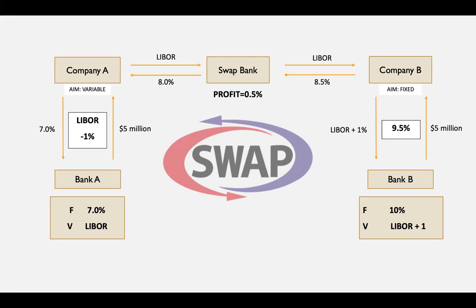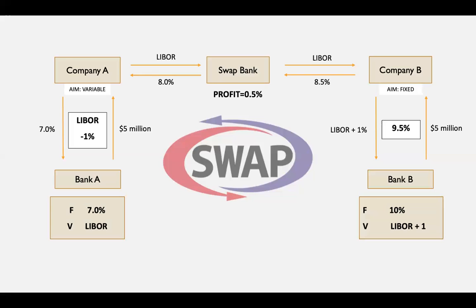Company B initially wanted to pay the lowest possible fixed rate. The lowest that Bank B was willing to go was 10%. With the swap in place, LIBOR mathematically cancels out. That is, the LIBOR that the swap bank pays to Company B goes towards paying the bank the necessary interest rate. So what Company B is effectively paying is 8.5% plus 1, which is equal to 9.5% fixed, which is less than the 10% fixed rate Bank B was demanding. Hence, Company B benefits.